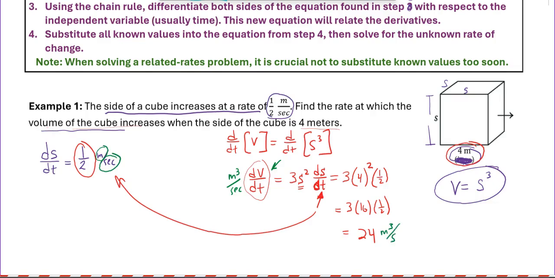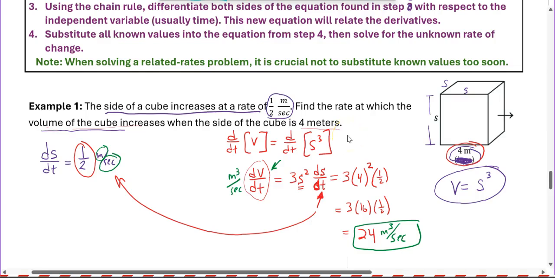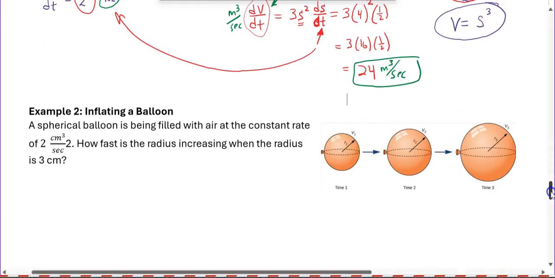So to restate this in English, what we would say is when the cube is exactly 4 meters in length on each side, and the cube side is increasing at a rate of 1/2 meter per second, then the volume at that one point in time instantaneously would be changing at a rate of 24 cubic meters per second. So it basically tells us how the volume is changing per how the side length is changing. There's the relationship. Let's take a look at some other examples.